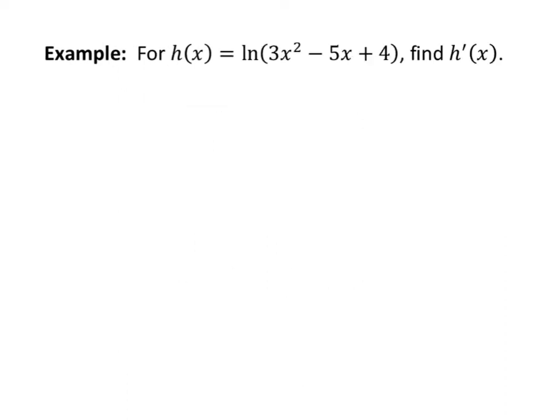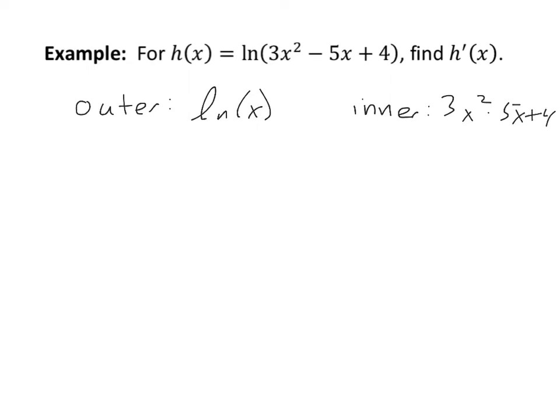Here's our next example. We've got our function h of x, which is the natural log of 3x squared minus 5x plus 4. Hopefully you can see here that this is really clearly a composition. There is an outer function, natural log x, and there's an inner function, 3x squared minus 5x plus 4. I'm going to do one more of these with the supports. The outer function is the natural log of x, and our inner function is 3x squared minus 5x plus 4.